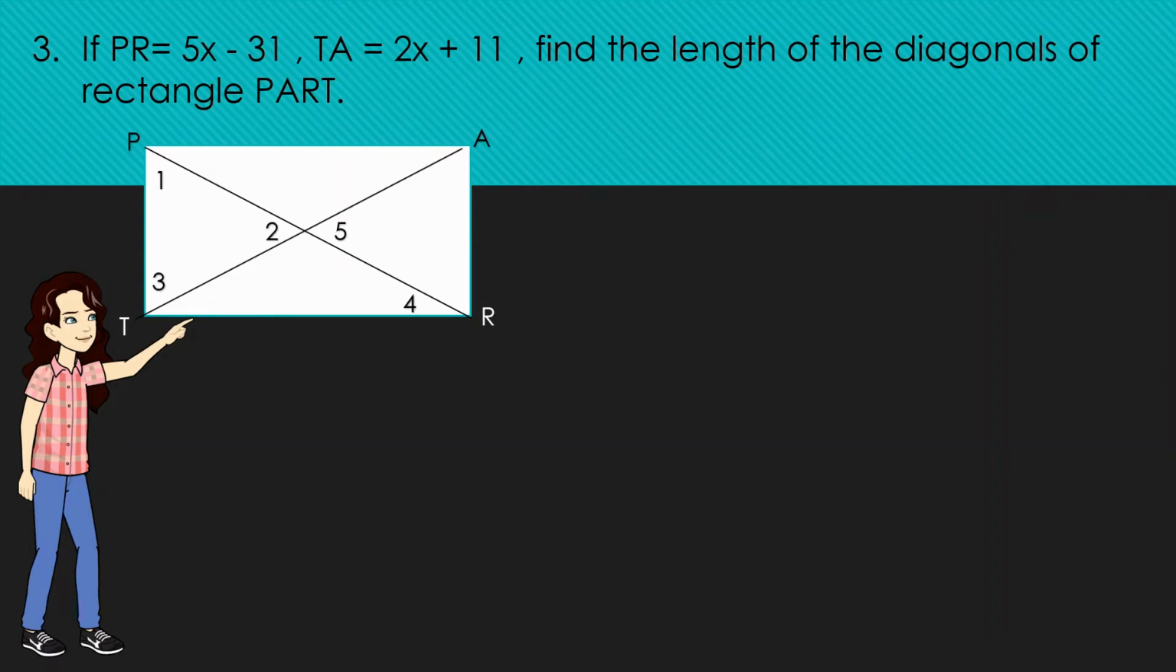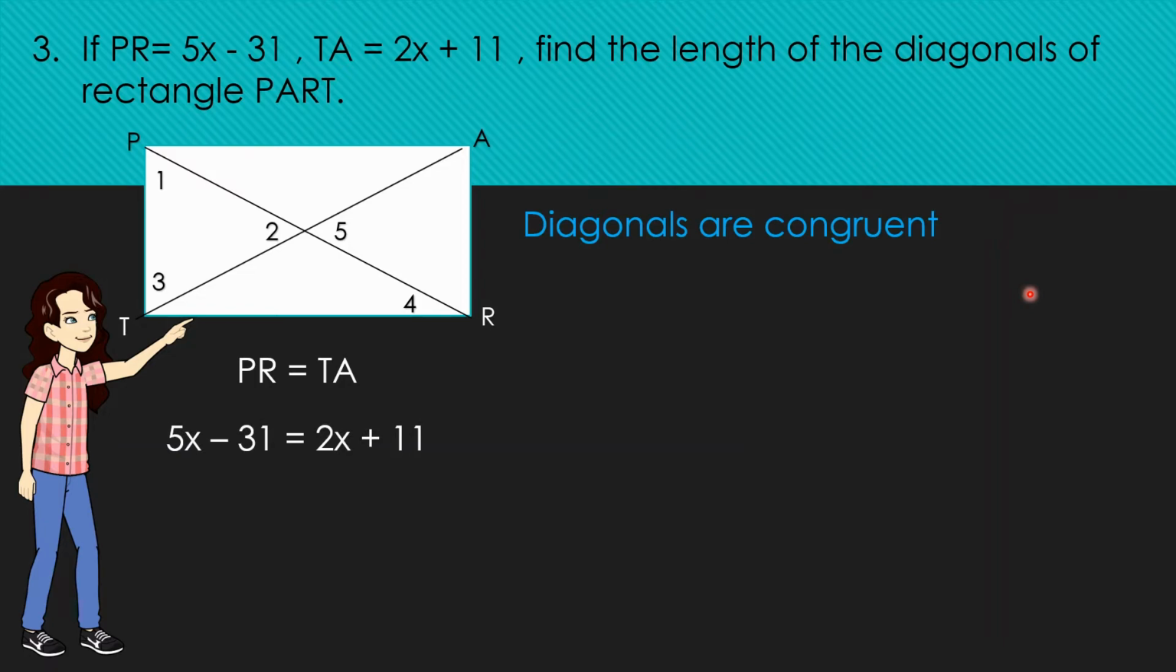So we have angle 1, angle 2, angle 3, angle 4, angle 5. Diagonals are congruent. We use this theorem to find the length of the diagonals. So PR is equal to TA. Diagonal PR and diagonal TA are congruent, so they are equal. The given of PR is 5x minus 31, then diagonal TA is 2x plus 11.